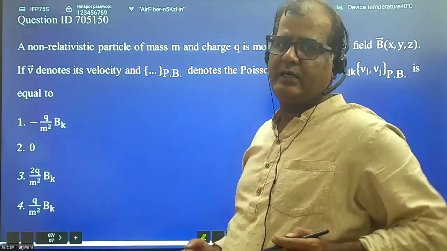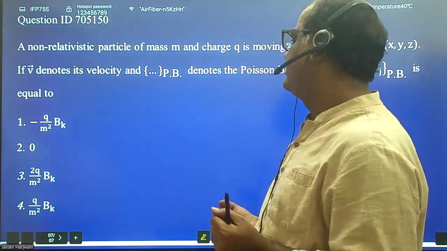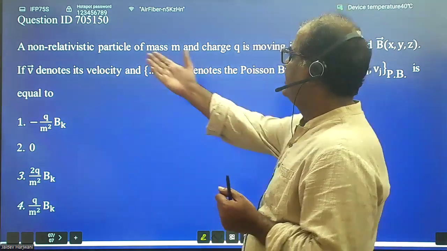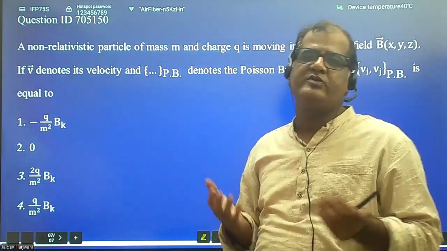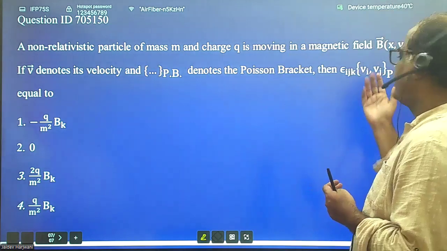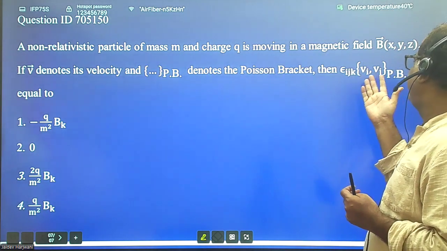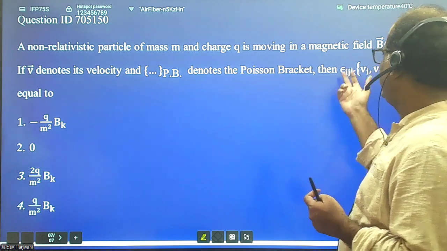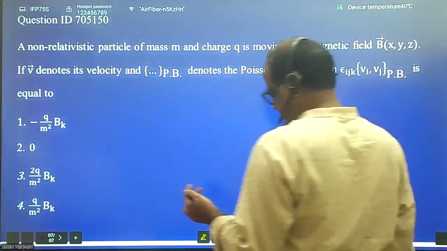Hello students, let us solve one more problem from the CSIR-NET December 2024 question paper. This is a very good problem. They have given a non-relativistic particle of mass m and charge q, which is moving in a magnetic field, and we need to find the Poisson bracket and the epsilon ijk component of the Poisson bracket. These are the velocity components, where epsilon ijk are the Levi-Civita symbols. So let us see what we need to calculate.